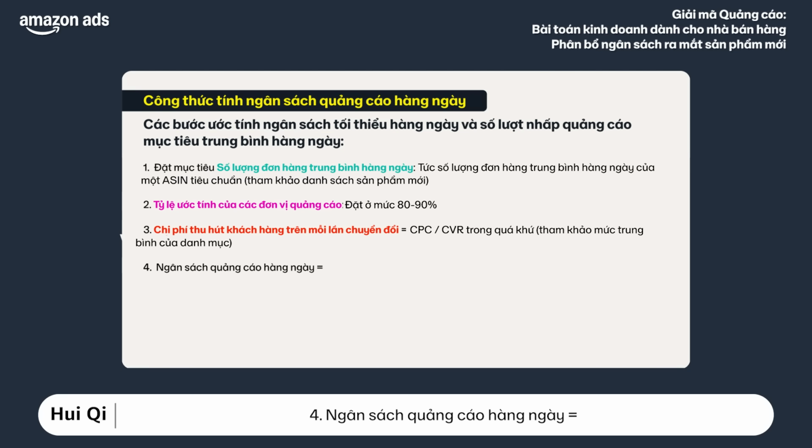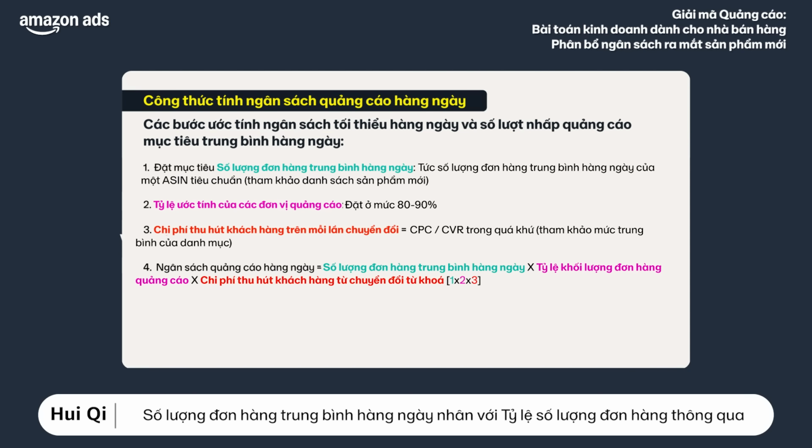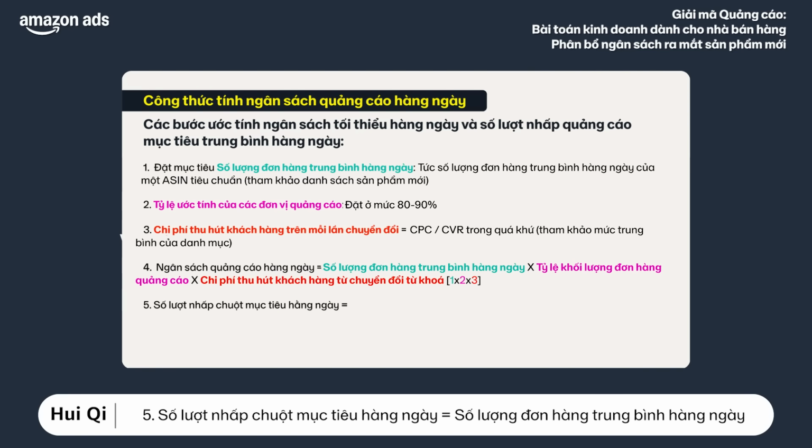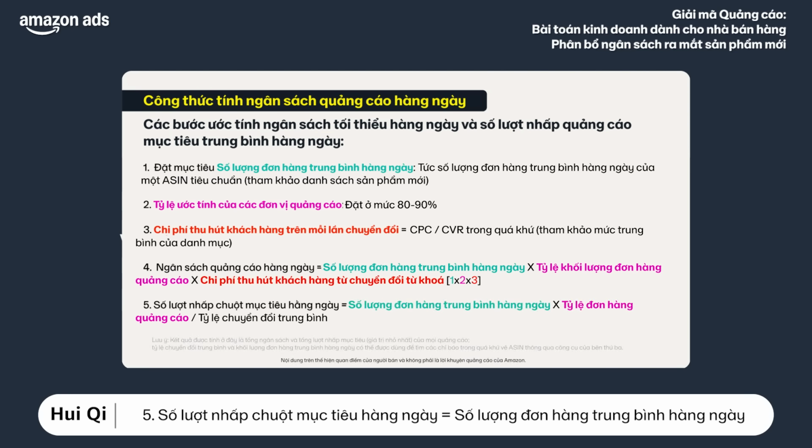Advertising daily budget equals our daily average order volume multiplied by our advertising order volume proportion multiplied by our keyword conversion customer acquisition cost, which is number 1 multiplied by number 2 and multiplied by number 3. And number 5, we want to set a target daily click volume, which equals your daily average order volume multiplied by your advertising order proportion divided by your average conversion rate, CVR.